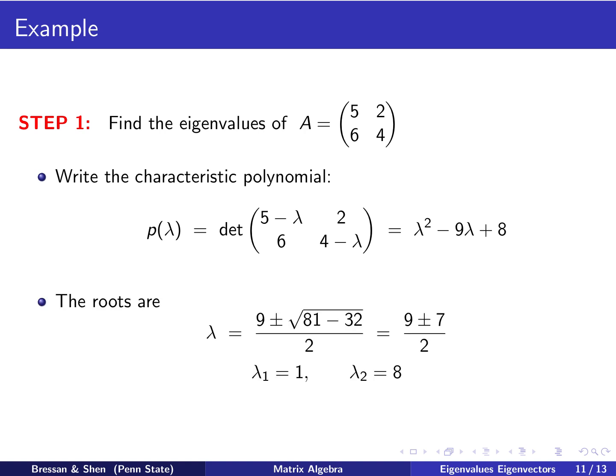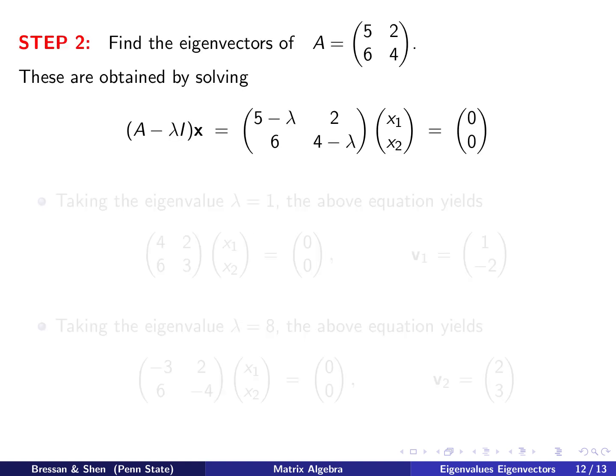And then you can use your favorite method to find the roots for this, either by factorizing it if you see it, or by the quadratic formula, and you will find that one eigenvalue is 1 and the other is 8. And now we need to find the eigenvectors. Eigenvectors are found to be the solution of the system A minus lambda I times x equals 0. So open this up, we get this matrix times x equals 0.